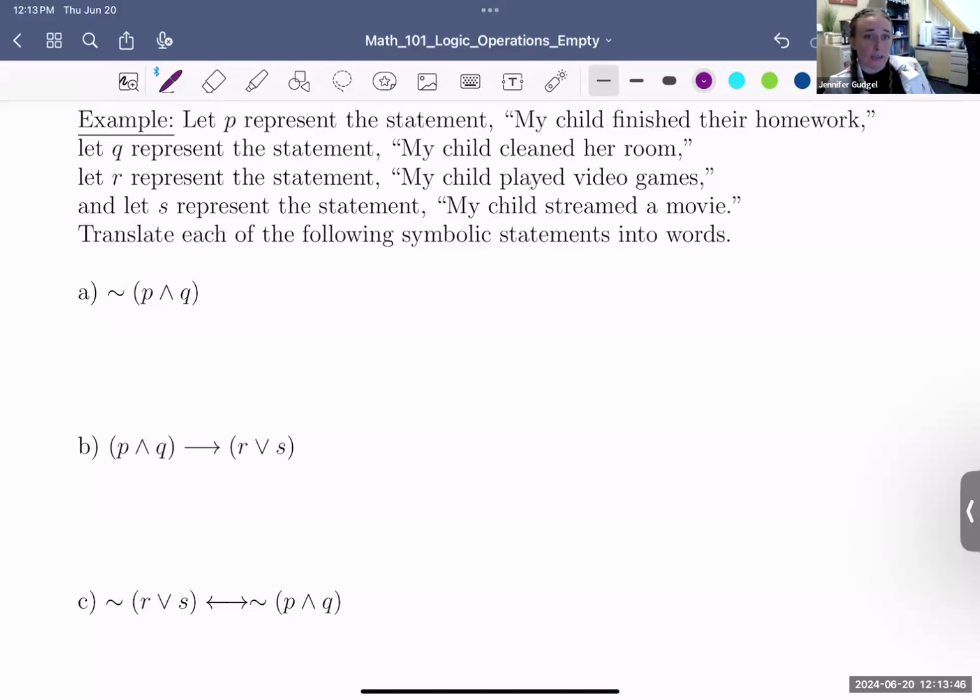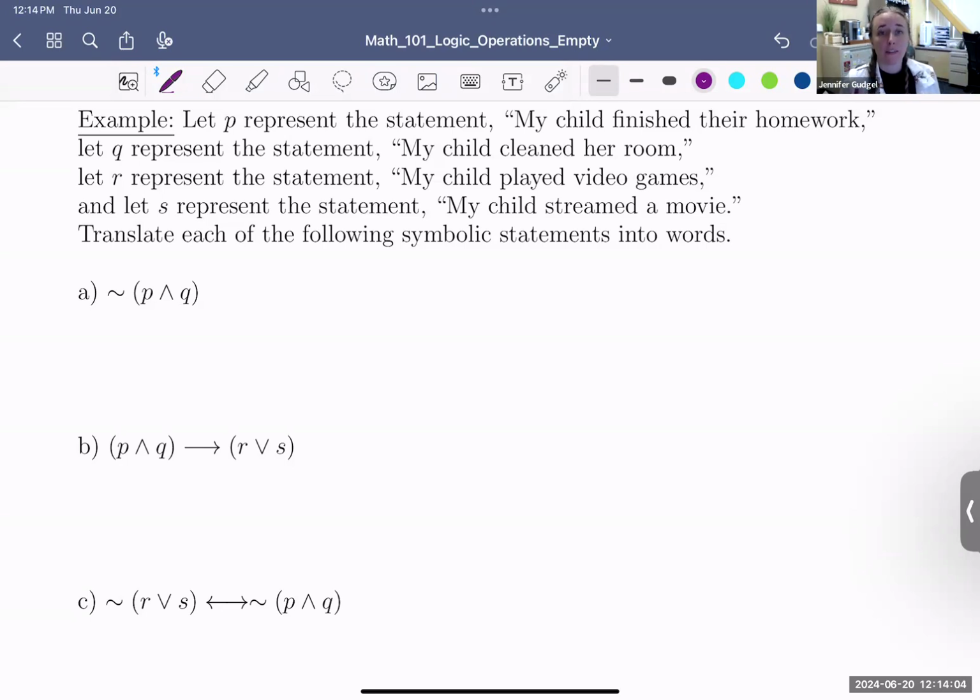So we're looking at an example here where P is the statement, my child finished their homework. Q is my child cleaned her room. And R is my child played video games. Oh, I'm sorry, one more. S is my child streamed a movie. So we've got 4 statements.